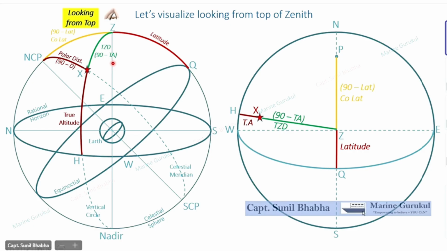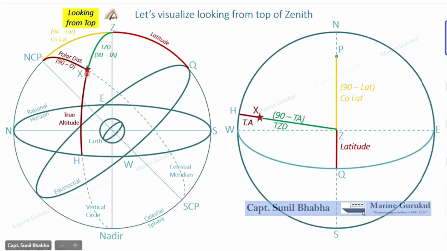So we have two sides of the PZX triangle now plotted in our diagram. Let's move on to the third side now, that is P to X. This third side, which is P to X, going further to the south celestial pole, is the celestial meridian passing through our star. So we have to basically draw the celestial meridian of the star.